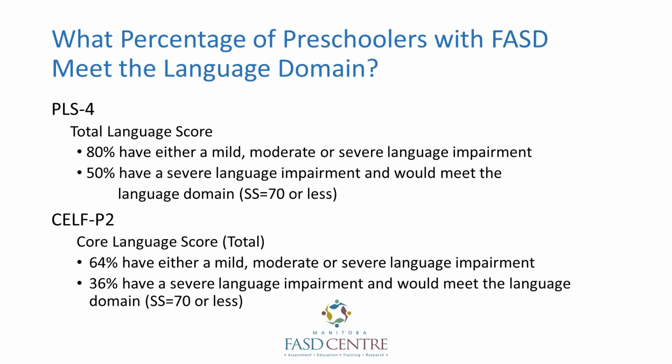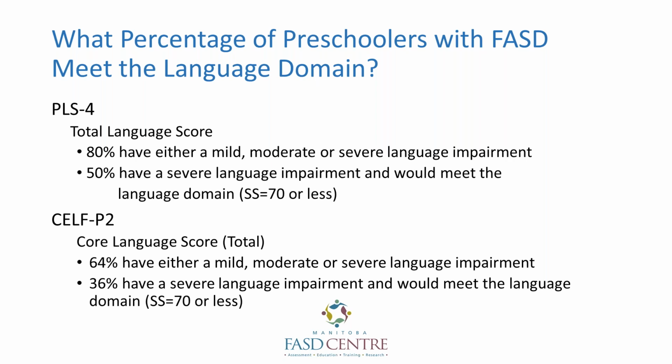And when you look at how many of them would meet the language domain by the criteria that Kelsey described, just to repeat, that would be scoring a standard score of 70 or below, so below the second percentile. When we look at the PLS kids, about 80% of them have a mild, moderate, or severe language impairment. And in those young years, about 50% of them would meet that language domain, which I think is really important.